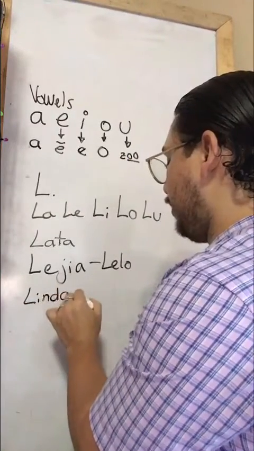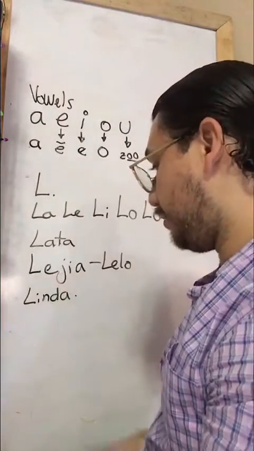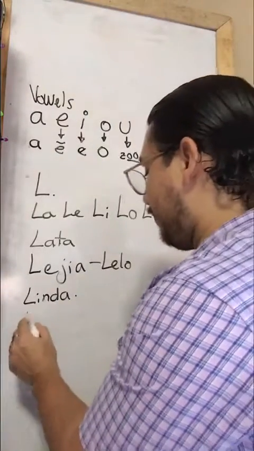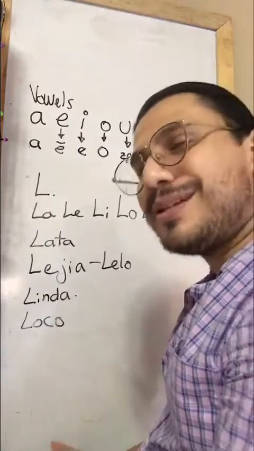Then we have linda. That is cute, or pretty. Linda. That also can be a name. Some people are called Linda, but I don't think that they do justice to the name. Just saying. Then we have loco. That could be the word for me. Loco is crazy. But we see it as a positive.